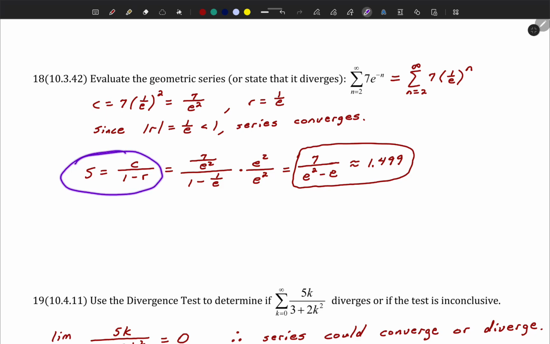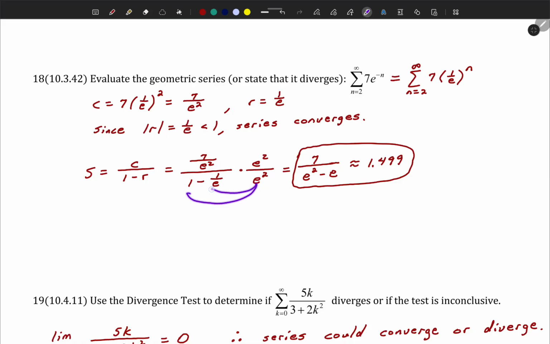Please remember your convergence formula is C over 1 minus R. C is just your first term, that's brought down here, divided by 1 minus R, 1 minus 1 over e. I wanted to go ahead and get rid of the fractions in this, so I multiplied the numerator and denominator by e squared. That gave me a 7 in the numerator.